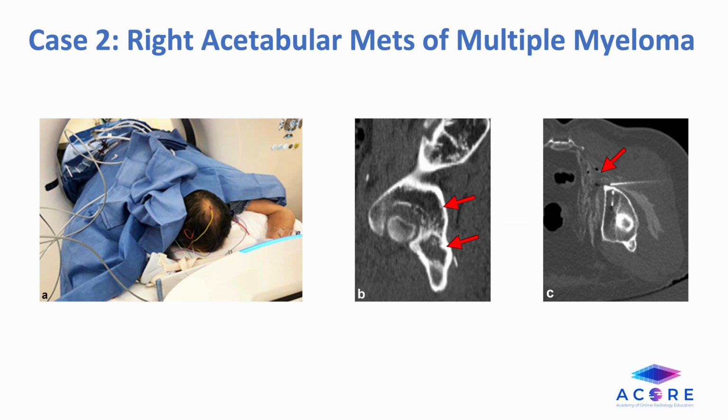Our second case is a 50-year-old man with metastatic multiple myeloma who presented with progressive 6 to 9 out of 10 right hip pain with multifocal lesions in the right acetabulum.